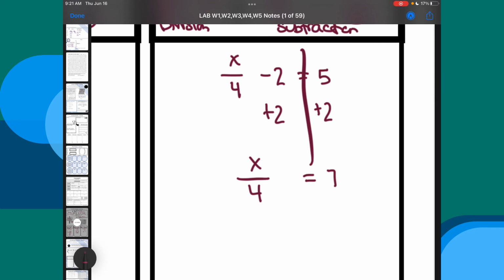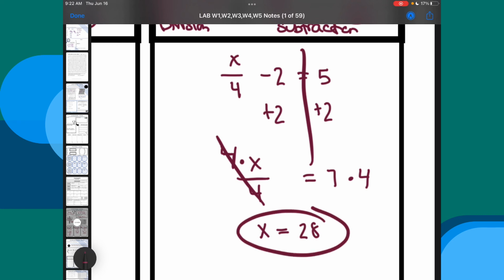Remember, when we undo this division, we have to multiply the x by that 4, and then we'll multiply the right-hand side as well. Multiplying by 4 and dividing by 4 is a 1 pair. So x is equal to 28. That's how you solve two-step equations.